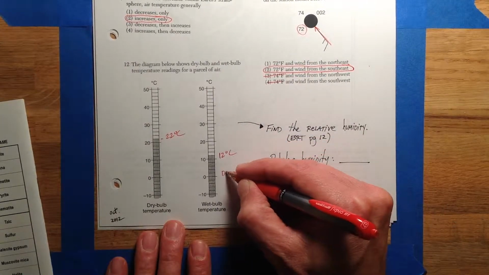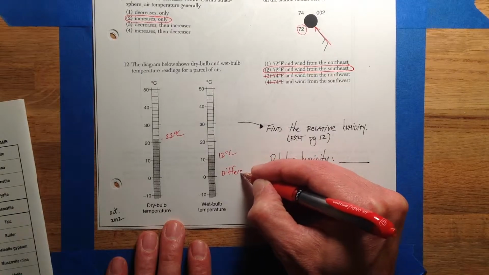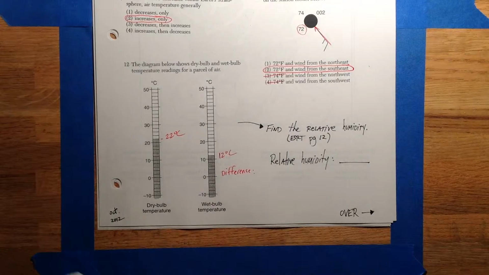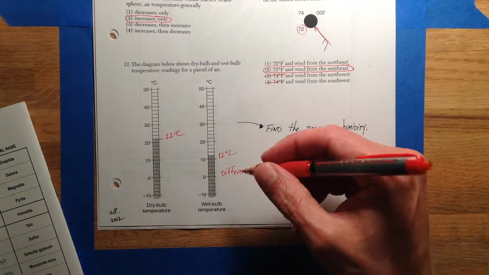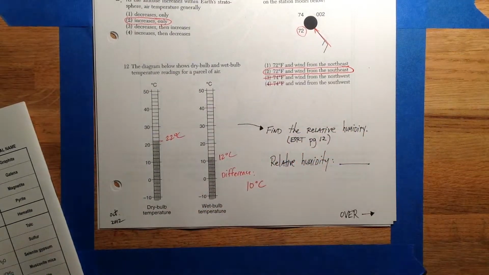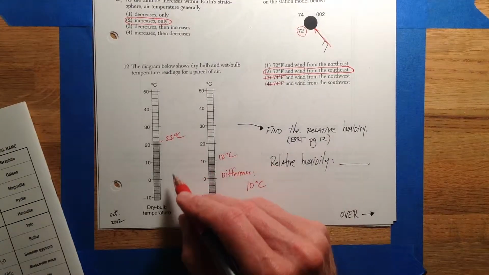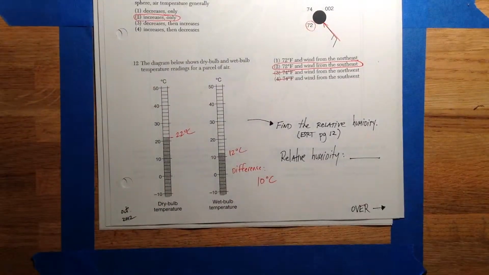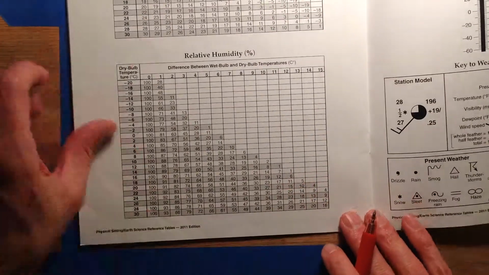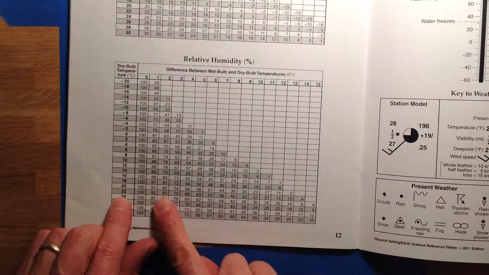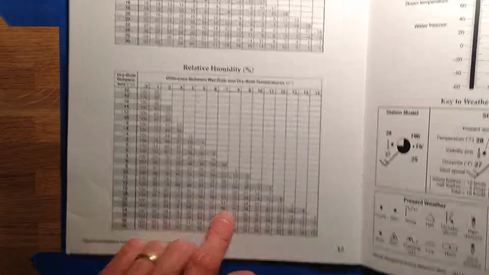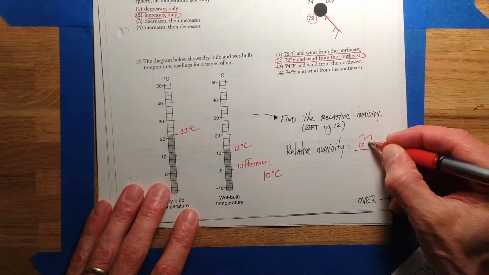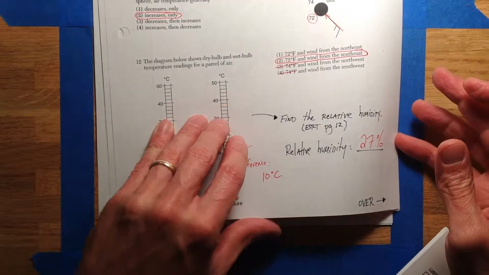Key thing here is difference. And the difference is what? Between 22 and 12 is 10 degrees Celsius. 10 degrees Celsius is the difference. My dry bulb of 22, difference of 10. You have to go here. What am I trying to find? Relative humidity. That's key. Right? Not this. This. 22 to 10. Holy cow! It's all the way over here. 27%. 27% relative humidity. Okay, that's the answer for that one.